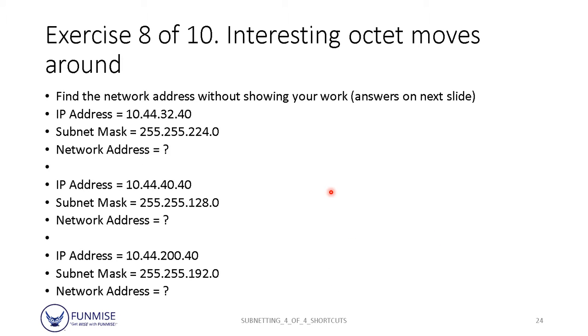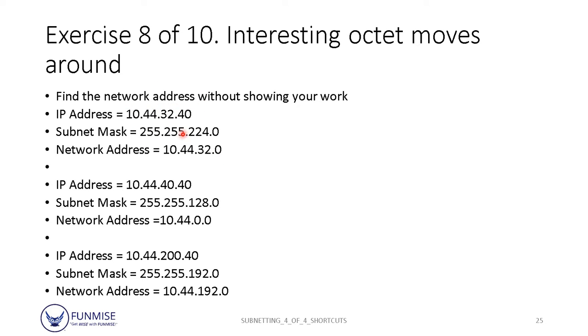Exercise 8 of 10. Interesting octet moves around. In this case, we're going to find the network address without showing our work, and the answer is on the next slide. So now you should be able to realize that the interesting octet is here. This will be the value you subtract from 256 to obtain your block size, which you would then increment up. So let's see what happened here. Here we have our answers.